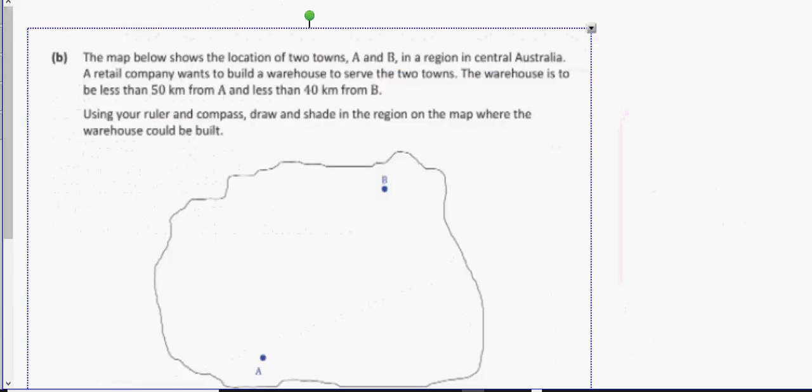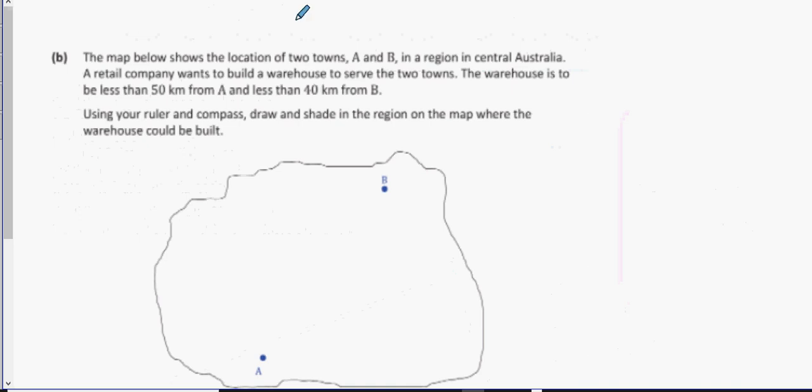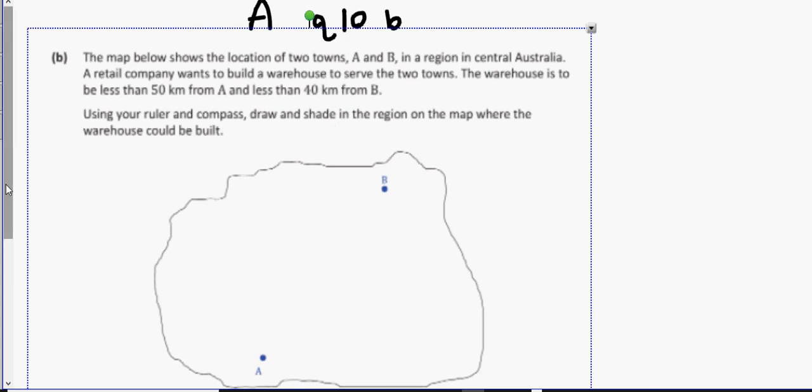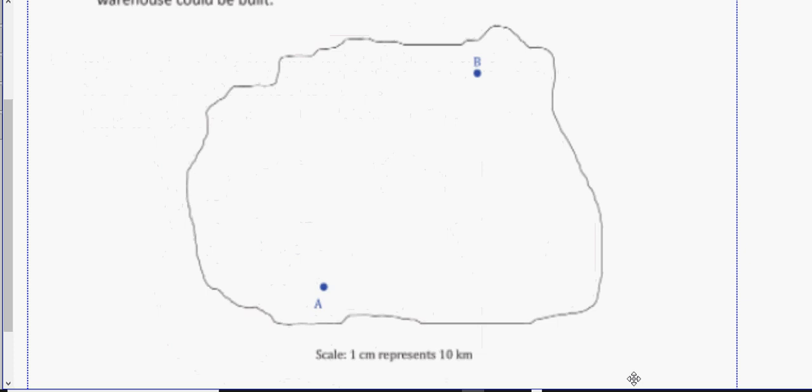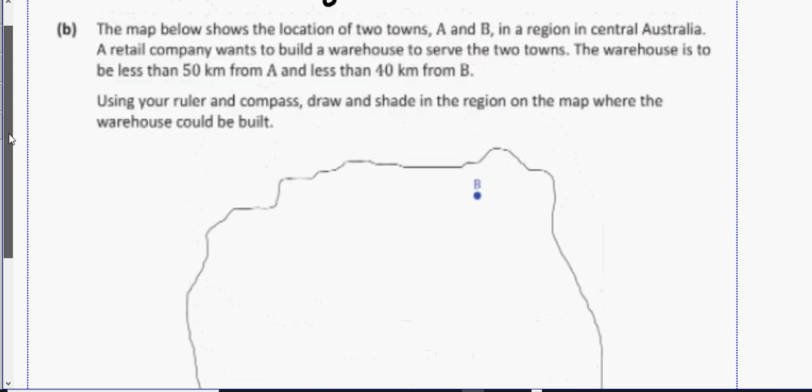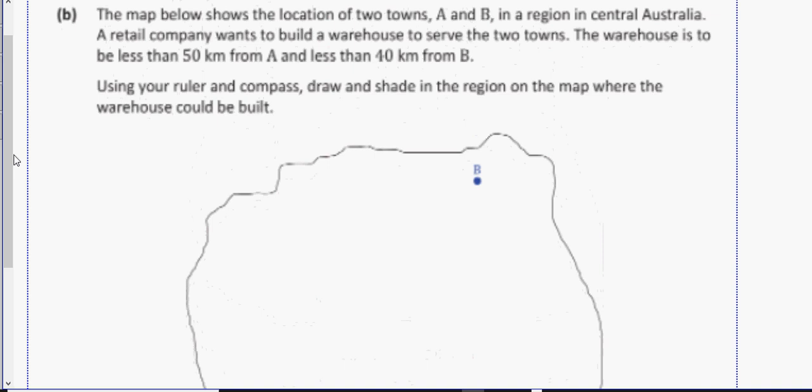Lads, this one, Dylan, what question's this? Sample A, is it? Question 10B. Okay. Alright. Now, a map shows the location of 2 towns, A and B, in the region of Central Australia. The retail company wants to build a warehouse to serve the 2 towns. The warehouse is to be less than 50 kilometres from A and less than 40 kilometres from B. Use your ruler and compass. Draw and shade in the region of the map where the warehouse could be built.